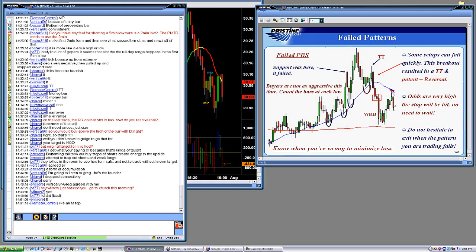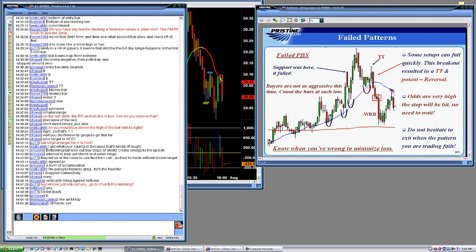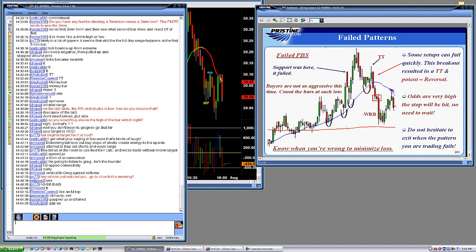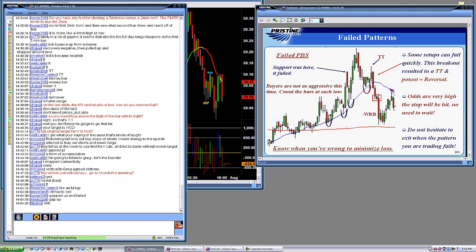Well, topping tail isn't ideal, that's for sure. But look at the bar after the topping tail bar. What did it do? It gapped up and it failed. It gapped up and then it fell and engulfed that bar. It's a wide range bar starting to move down. So that buy setup was preceded with a bearish pattern at the high.